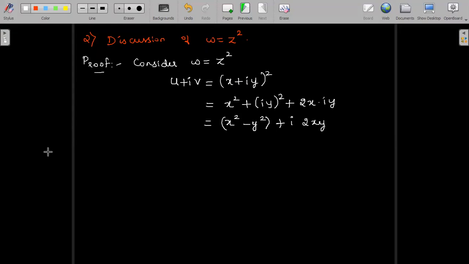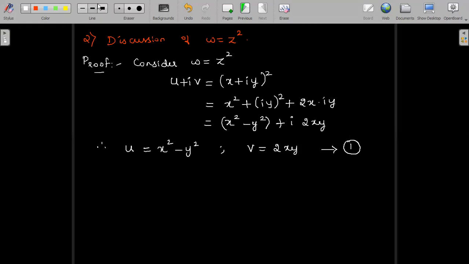Now let us separate real and imaginary on both sides and write down u and v. So u is equal to x square minus y square, the real term, and v is equal to 2 into x into y, the imaginary term. Let us denote this together as equation 1.